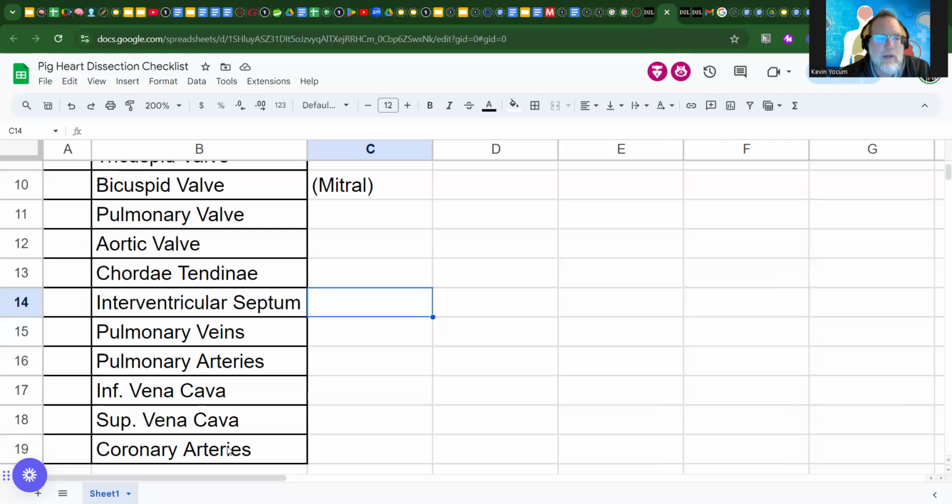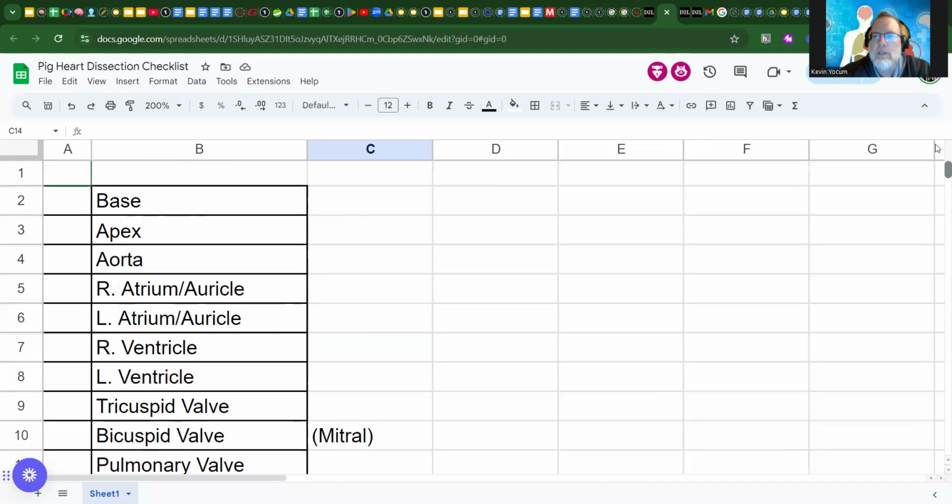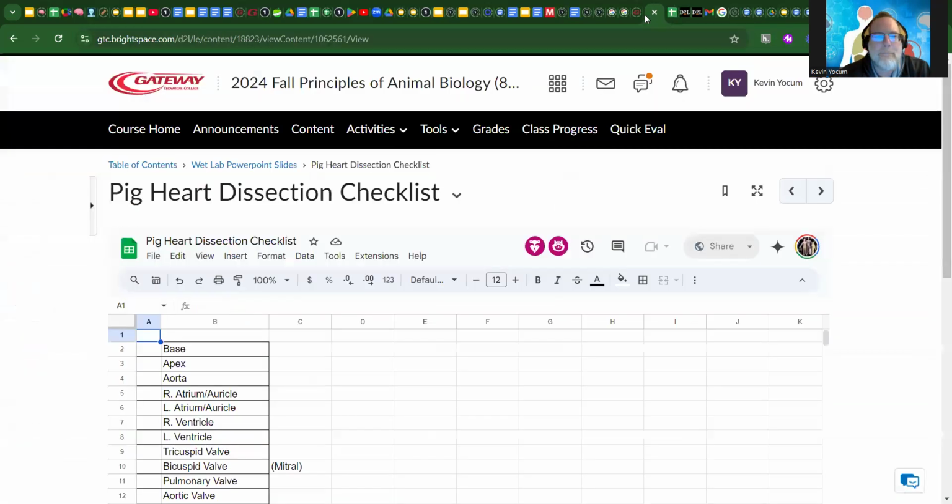So coronary arteries we'll also see. And I think that's it for the heart. Yeah, that'll be fun. We'll dissect the heart and take a peek at all of the different valves, chambers, and blood vessels. All right, pig heart dissection.